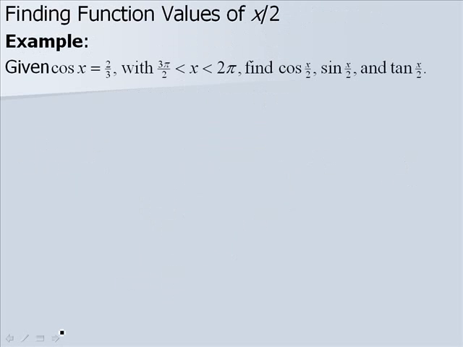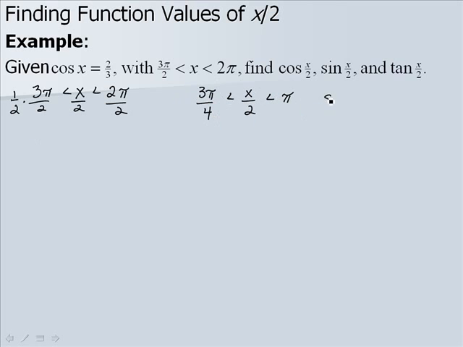Let's look at finding function values of x over 2. Given that the cosine of x is 2/3, with x lying between 3 pi over 2 and 2 pi, we want to find the cosine of x over 2, the sine of x over 2, and the tangent of x over 2. First, let's look at our interval here for x. We are wanting to find x over 2, so we need to divide each of these by 2, which means here we'll multiply by 1/2. So we end up with an interval of x over 2 being between 3 pi over 4 and pi.